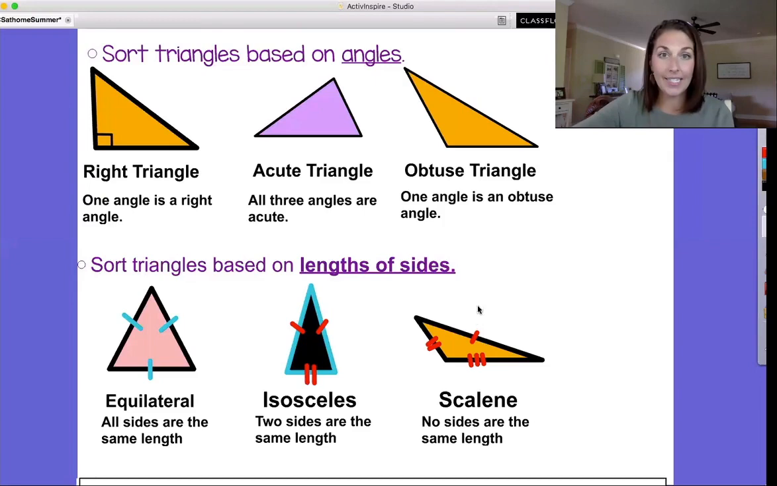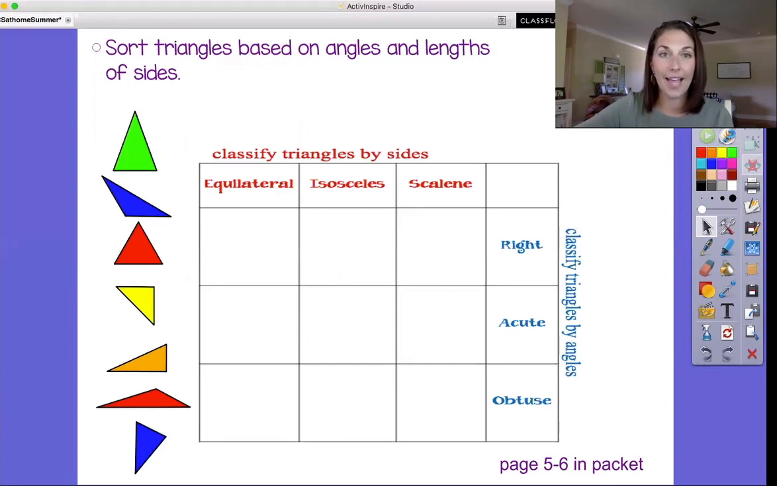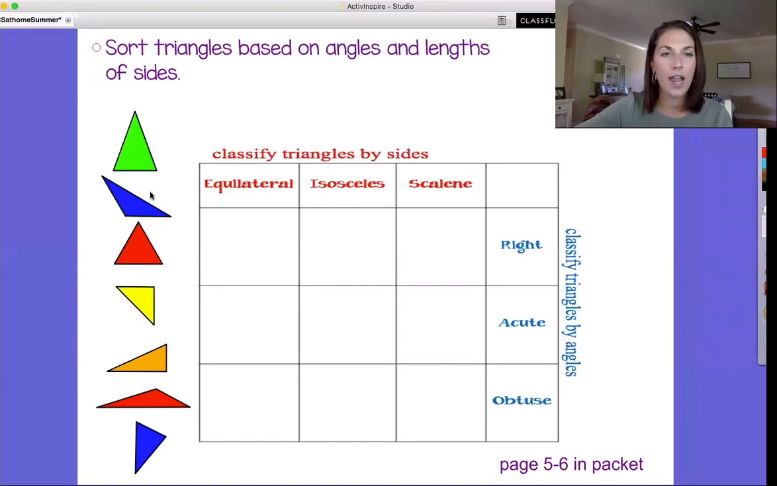Okay, so let's practice sorting triangles based on angles and on the lengths of the sides. We're going to use a different organizer for this. We've used a Venn diagram for the last 2. Let's look at this organizer. We're going to take these triangles and place them onto this organizer. We're going to classify, like I'm going to look at this green triangle and classify it based on the sides, and classify it based on its angles. And so I'm going to place it where it would fit on this chart. So let's go ahead and try one.